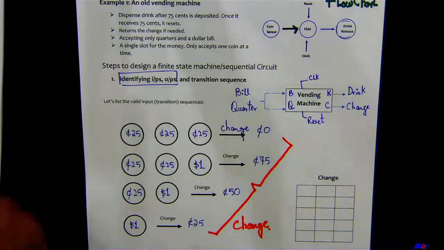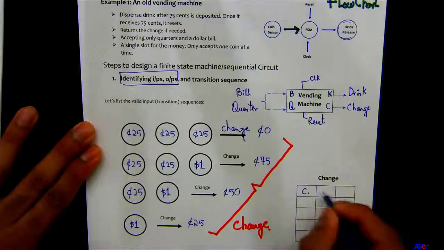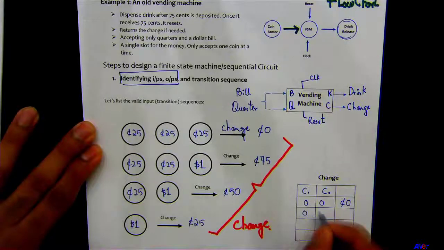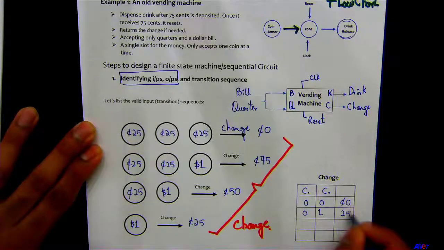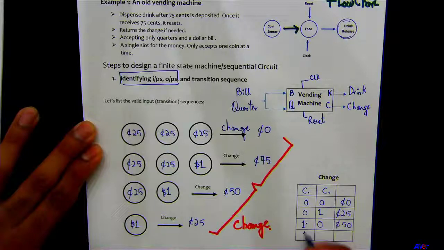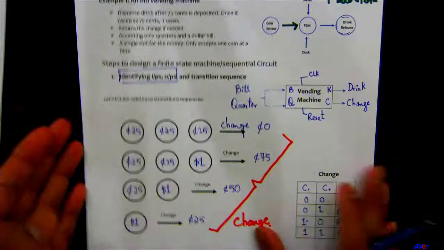So for this we would need how many bits? 4 bits? Anybody else? We can go with 2 bits too, right? 2^2 is 4, right? So say C1 and C0. So 00 could be 0 cents, 01 would be 25 cents, 10 would be 50 cents, and then 11 would be how much? 75 cents, right? We have covered all the possible scenarios. Is there anything that's left here? Good. Okay, all right. So the first step is done.